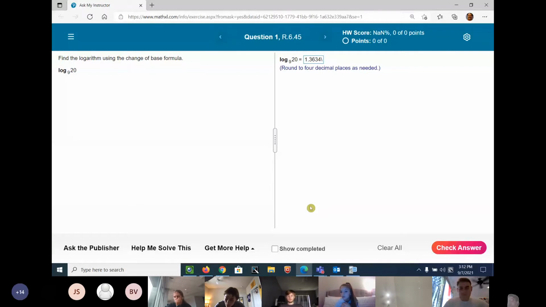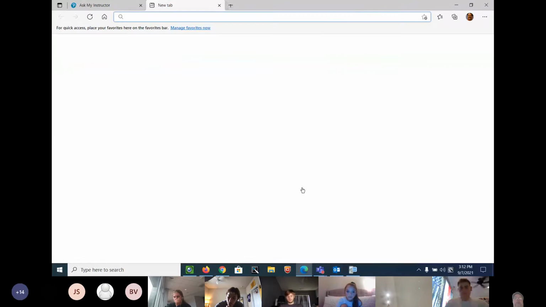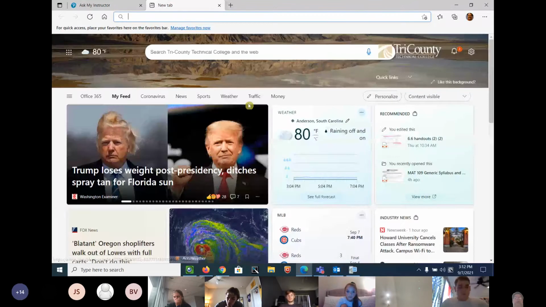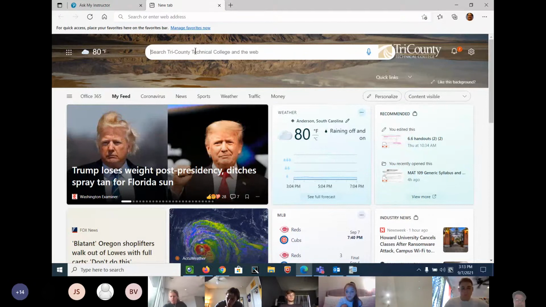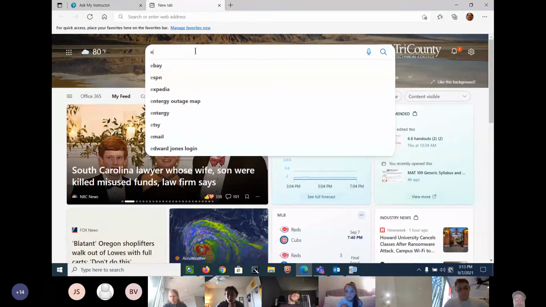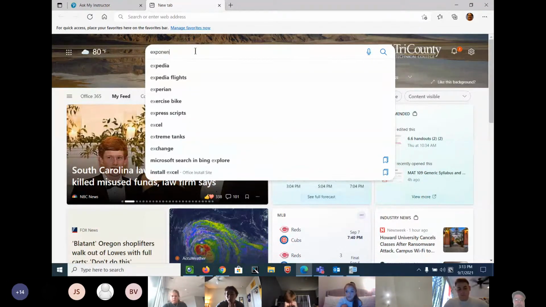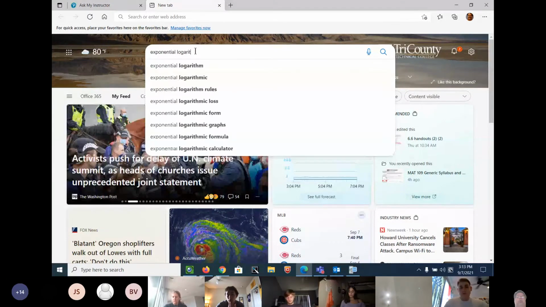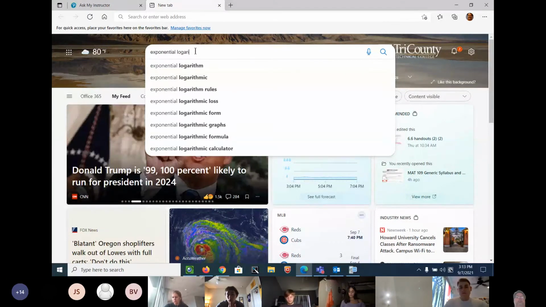Okay, this is very simple, short and sweet, change of base formula. Now, some of you may not have it. Let me go ahead and do this for you because you may not have it. You go to Google and you type in exponential logarithmic. I don't even know how to spell it. Logarithmic. There we go. Exponential logarithmic properties.